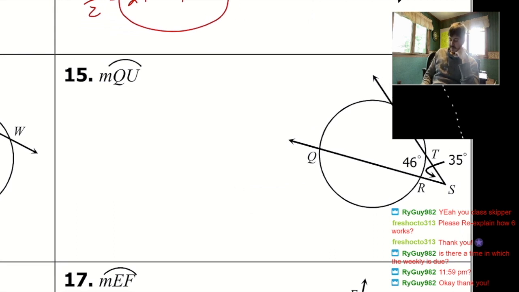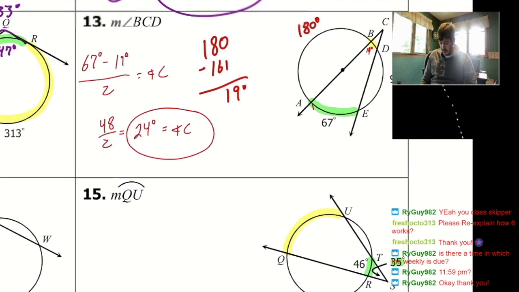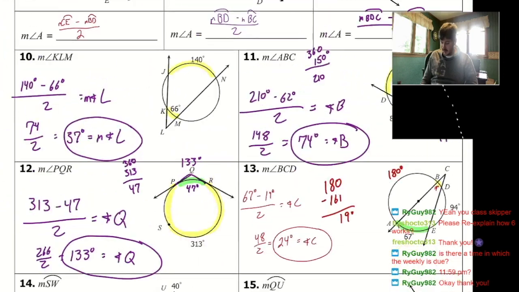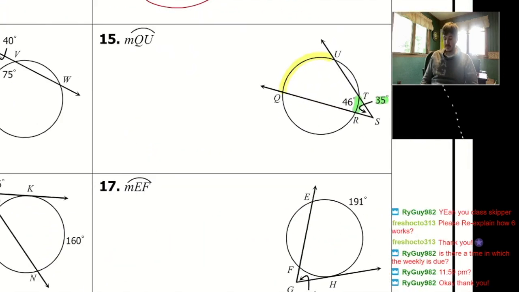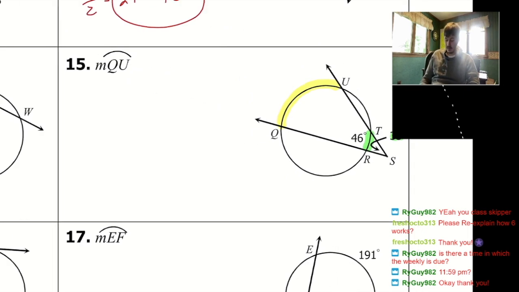In number 15, it says the measure of arc QU is what we need to find, which is that intercepted large arc. That's the large arc, and they directly give you the smaller arc as 46 degrees. And now this is a case where they've given you the angle, and I think that's the first time we're seeing that. Every other one we've done up to this point has been asking us to find an arc rather than an angle. That's fine, we can do that.